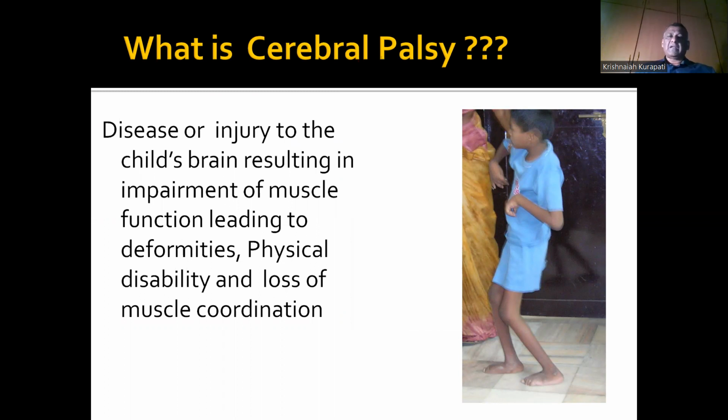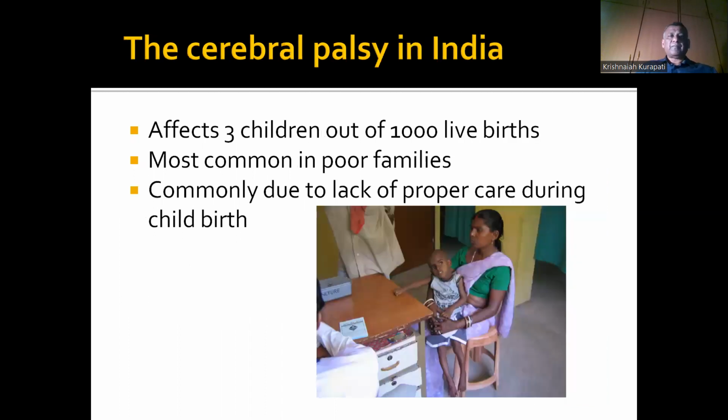As you see here, this child has both arms and legs affected. He is unable to stand firmly, and with those crooked, spastic and stiff hands, he will have terrible difficulty in doing regular tasks in day-to-day life. Three children out of 1,000 live births are affected with this condition. Unfortunately, it is most common in poor families.